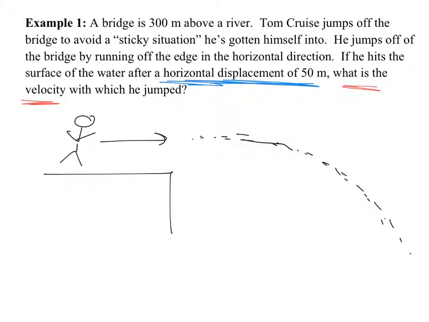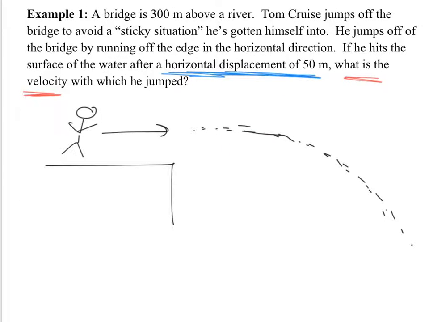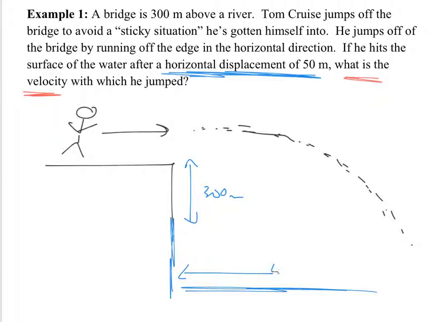To answer these problems, what you need to do is separate the vertical and horizontal components. So let's make a little T-chart. Let's split up our page. We know that the bridge is 300 meters, by the way, above the river. And he lands out here, 50 meters out. Okay, this is not drawn to scale, obviously, because 300 is clearly more than 50 there.